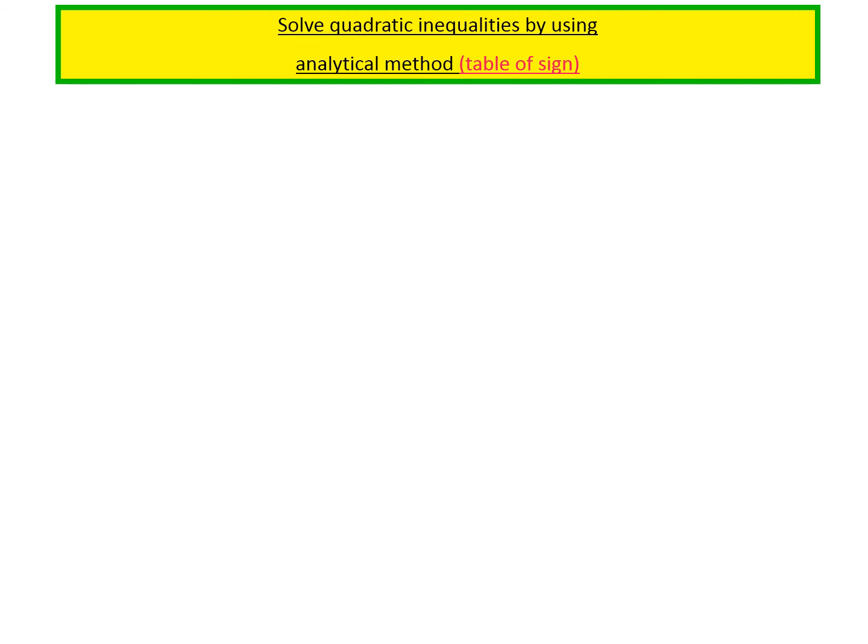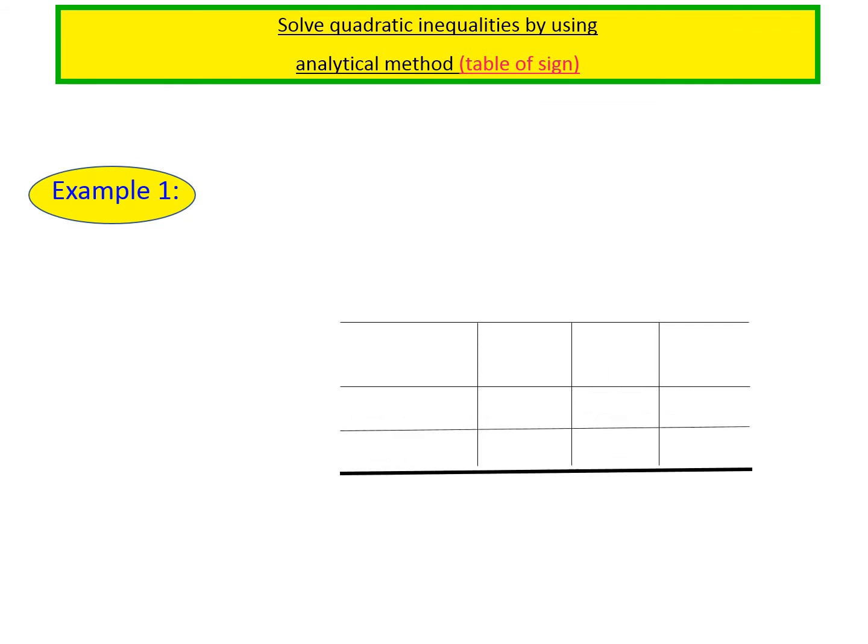Just now we have seen the graphical method. Now we will look at the analytical method, which is my table of sine. So example number 1, I have this question. Similar to the graphical method, I will factorize it first, but before that, make sure my right hand side is 0. So I will do x squared minus 3x minus 4 less than or equals to 0.